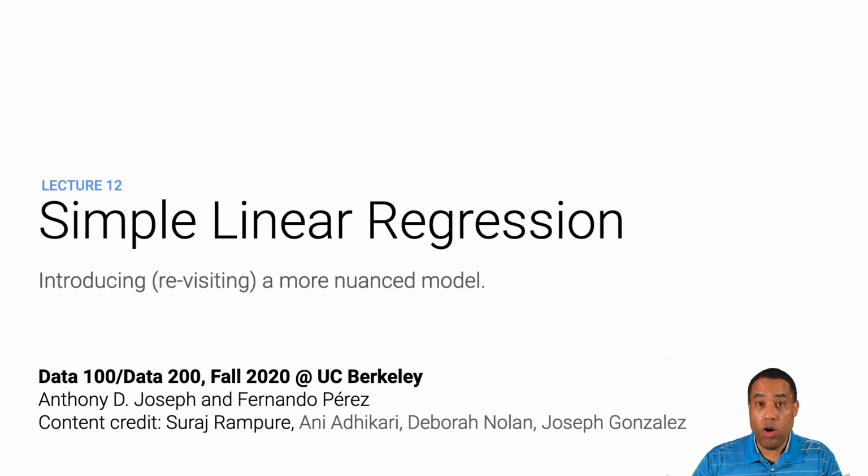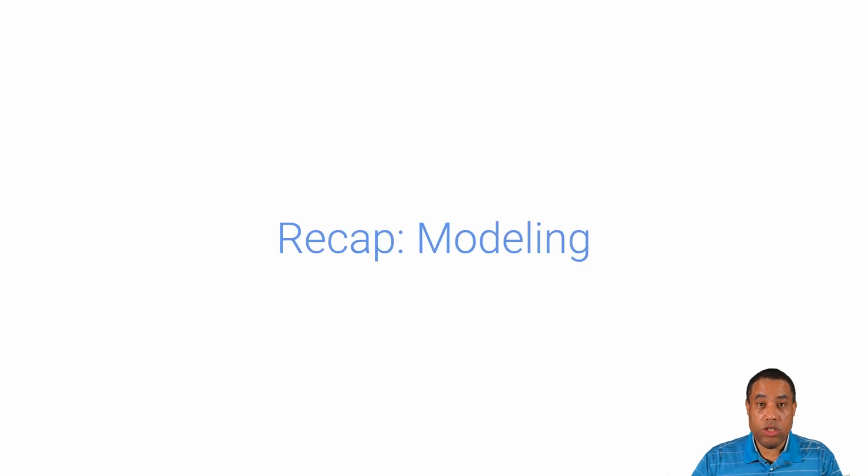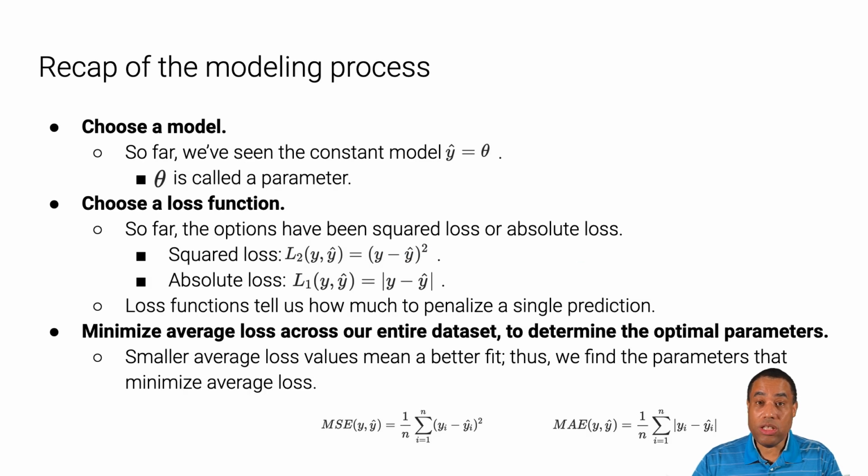This is lecture 12 of Data Science 100 and 200. The topic is the simple linear regression model. So let's start with a recap of the last lecture where we looked at modeling. So we looked at the modeling process.